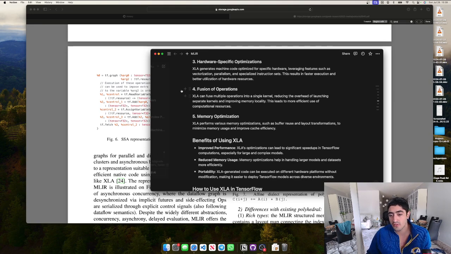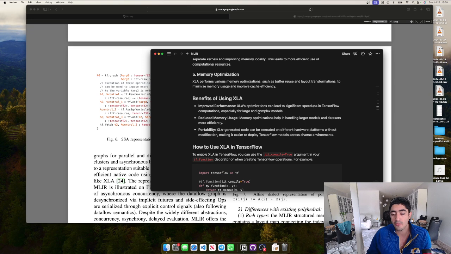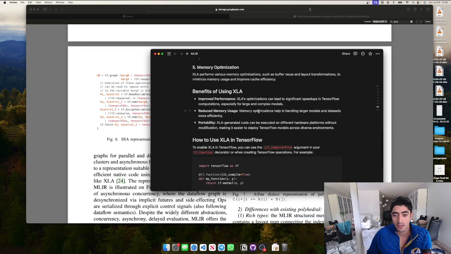Fusion of operations. XLA can fuse multiple operations into a single kernel, reducing the overhead of launching separate kernels and improving memory locality. This leads to more efficient use of computational resources. Memory optimization. XLA performs various memory optimizations such as buffer reuse and layout transformations to minimize memory usage and improve cache efficiency.